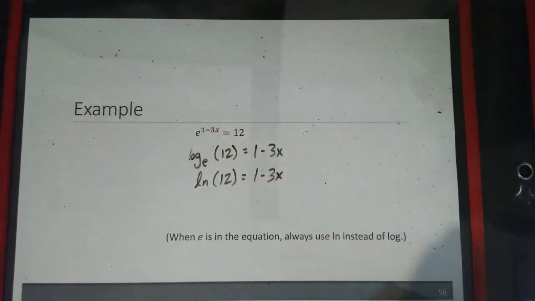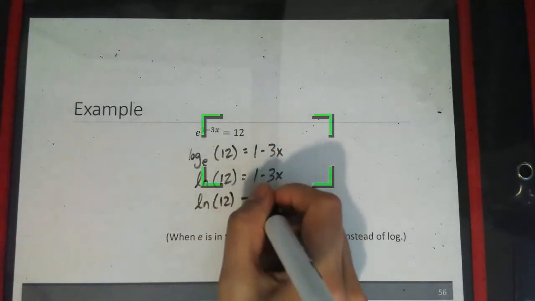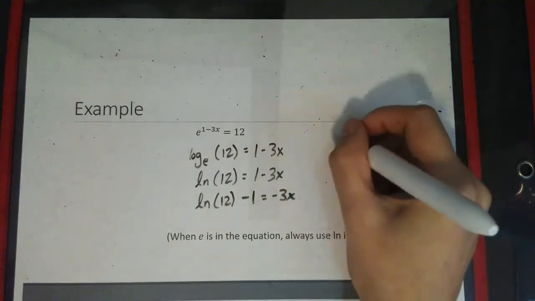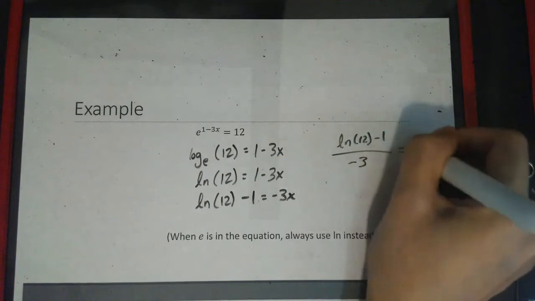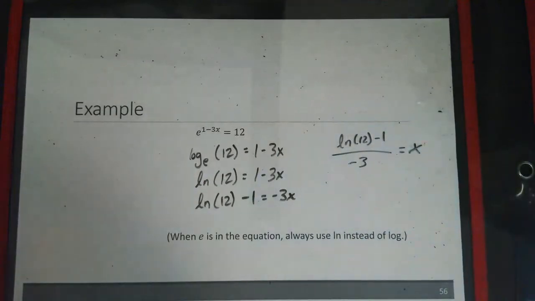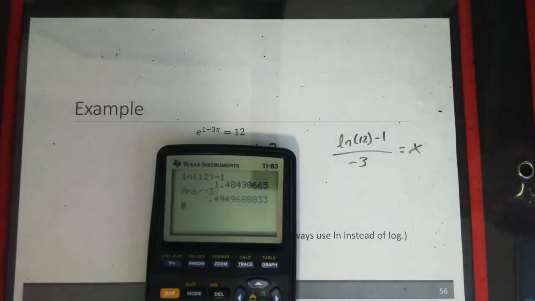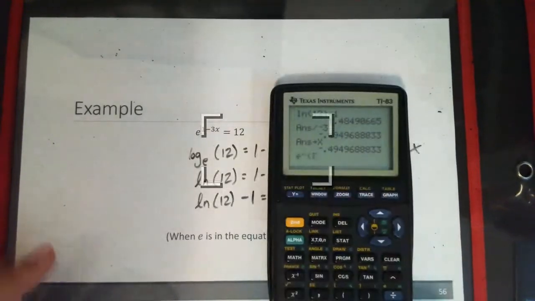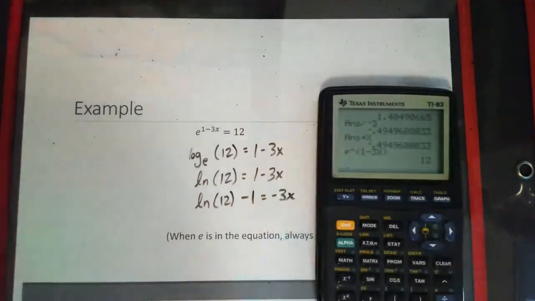I'm trying to solve for x so I can subtract the 1 over. Natural log of 12 minus 1 is equal to a negative 3x. And if I divide both sides by a negative 3, then I get the natural log of 12 minus 1 divided by negative 3 is equal to x. Let's check it. The natural log of 12 minus 1 divided by negative 3, I'll store it as x. And I get e raised to the power of 1 minus 3x is equal to 12.